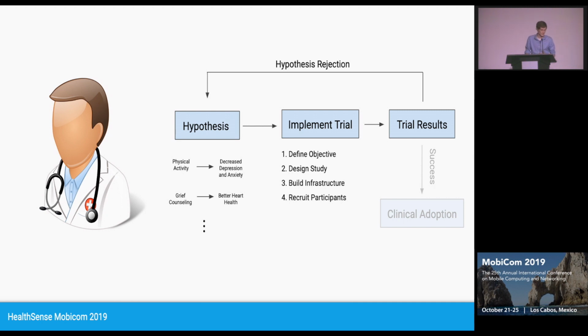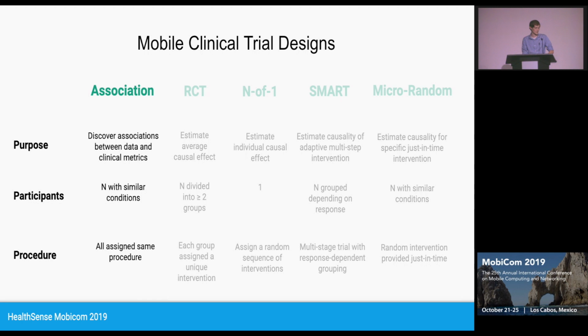Unfortunately for the clinical researcher, hypothesis rejection is more common than success, and as a result, researchers spend a while iterating through this loop of developing a hypothesis, implementing the trial, and gathering results. It's also important to note that in addition to infinitely many hypotheses, there are also many different types of trial designs. So association trials are trials where you have multiple streams of input data and you're trying to find correlations between observations. Randomized control trials are where you have multiple groups, each receiving a unique intervention, and you're trying to estimate the causal effect of that intervention.